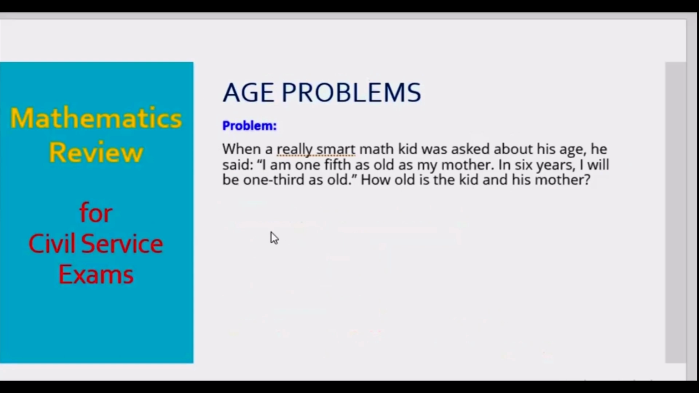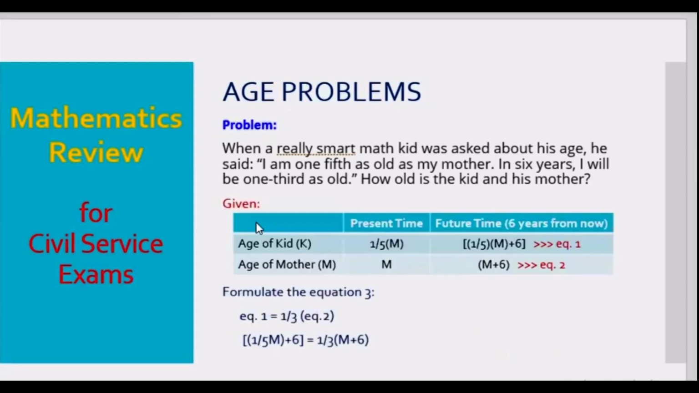Okay, this problem: when a really smart math kid was asked about his age, he said, I am 1/5 as old as my mother. In 6 years, I will be 1/3 as old. So the question is, how old is the kid and his mother? So from the given problem, I write this table. Okay. Let's do the assumptions. The age of the kid is letter K and the age of the mother is letter M.